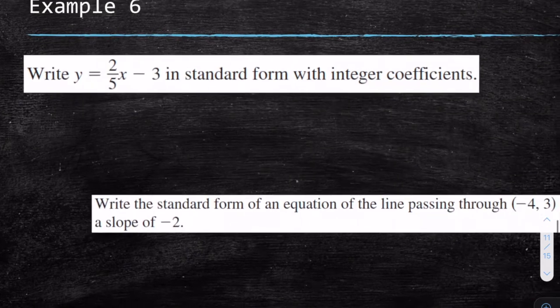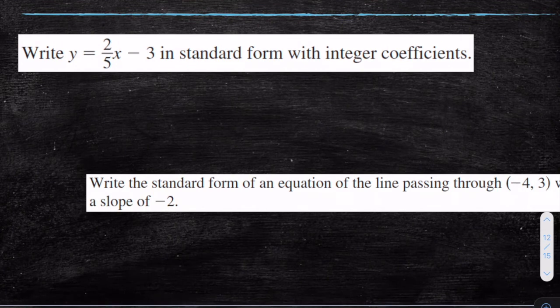So let's take a look here at example 6. This one says, write y equals 2 over 5x minus 3 in standard form with integer coefficients. Well, we want integer coefficients, and one thing we notice is that it's in slope-intercept form, and we want to turn it into standard form. So we're looking for it to look like this: ax plus by is equal to c, and it doesn't look anything like that right now, so we have to make some modifications here.